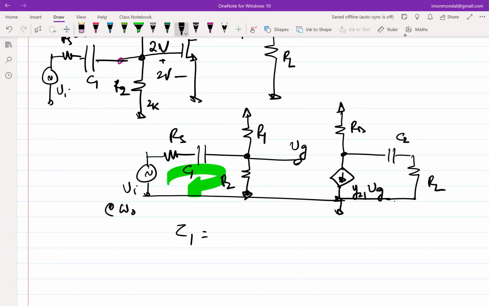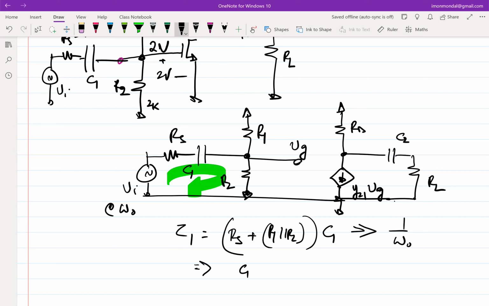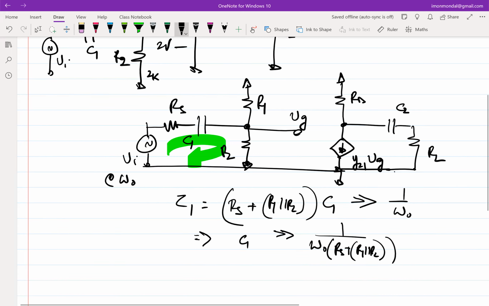So tau 1, let's say, is basically Rs plus R1 parallel R2 times C1. This has to be much greater than 1 over omega naught, which means C1 has to be large. So now when you do the calculation, it's picofarad, microfarad, nanofarad. It depends on the values you choose. There's nothing holy about microfarad. Okay, so this is as far as to ensure that C1 acts as a short circuit.